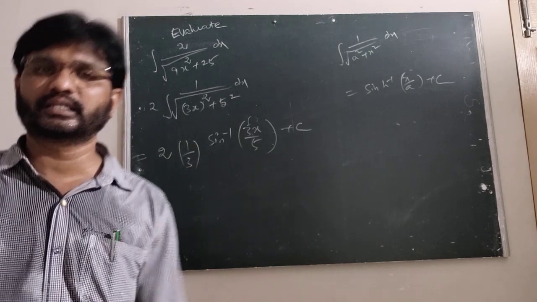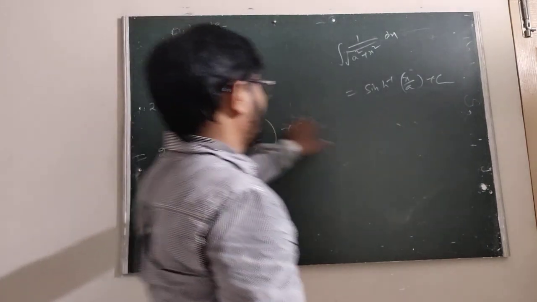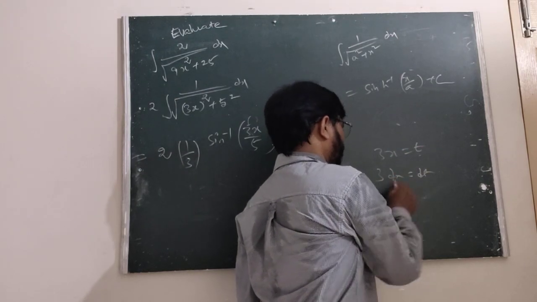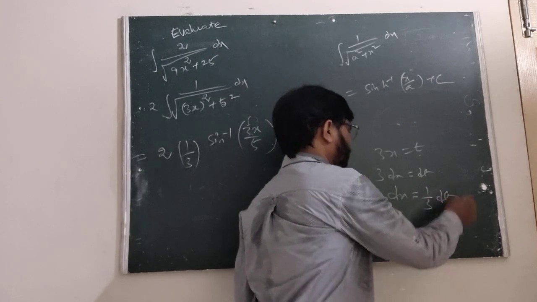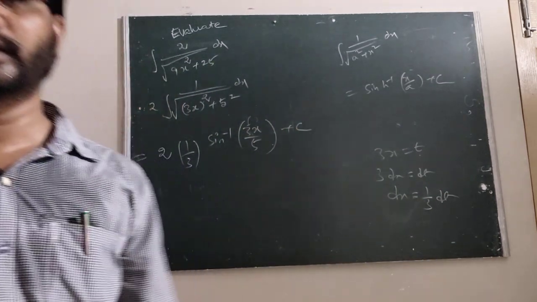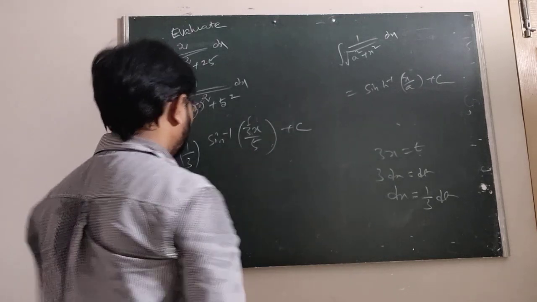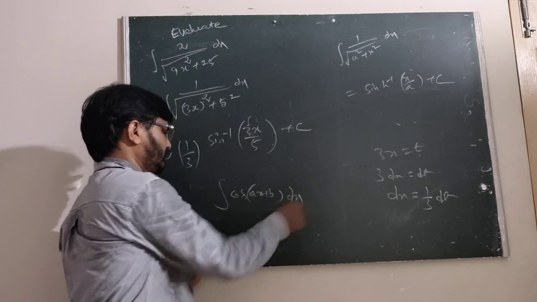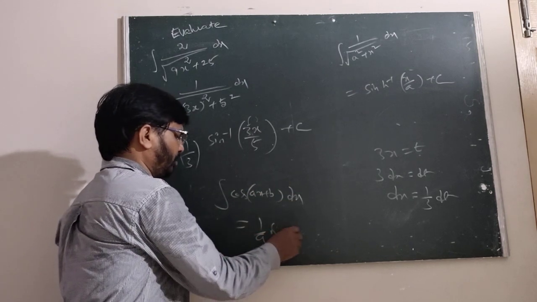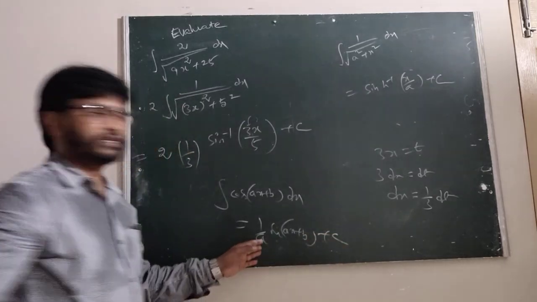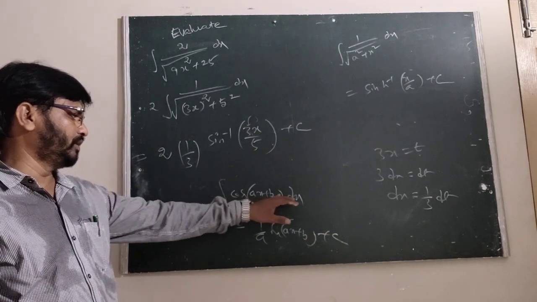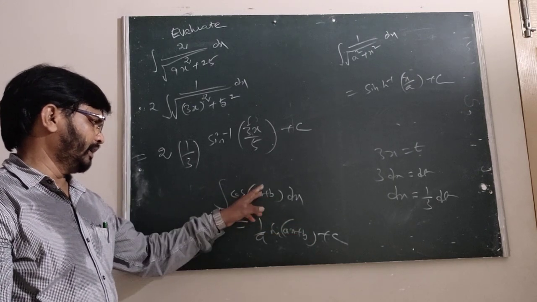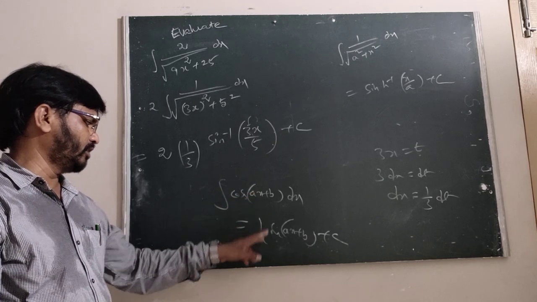Is it okay? We are taking 3x equal to t in the rough. Suppose 3x equal to t. 3 into dx equal to dt. After that dx is 1 by 3 dt. So already we know that in the substitution method, the integral of sin of ax plus b dx, or cos of ax plus b dx, is 1 by a sin of ax plus b plus c. This is the form. And here the coefficient of x is a, so you can write 1 by a.